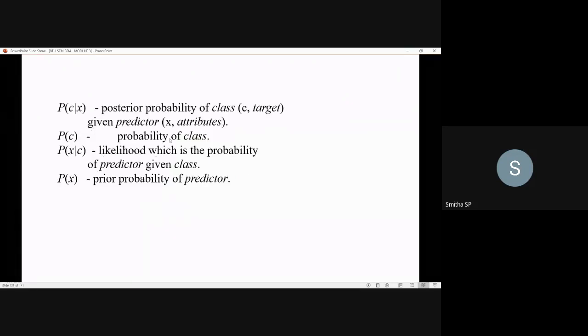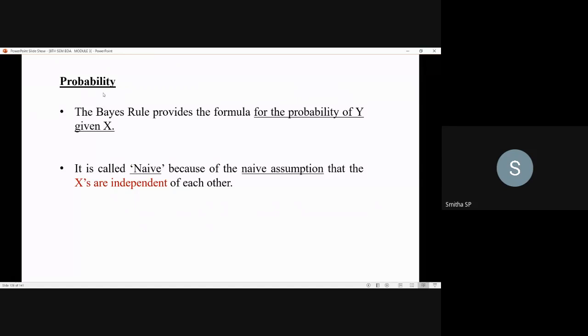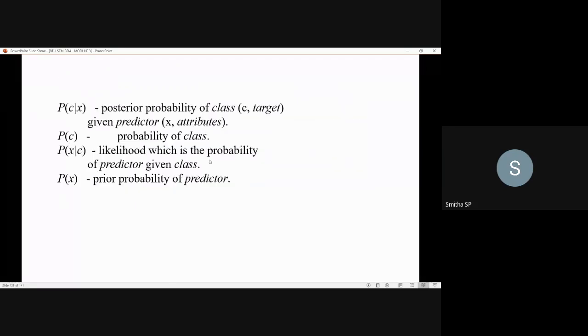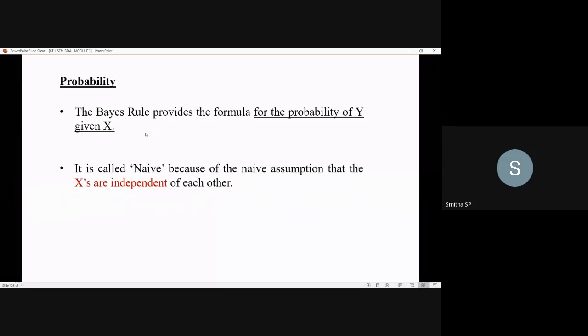Next, this is the description of what each term denotes. P of C given X is the posterior probability. P of C is the probability of the class. P of X given C we call the likelihood, which is the probability of a predictor for a given class. Next, P of X is the prior probability of a predictor. We discussed the posterior probability and the prior probability. What is the use of it here?